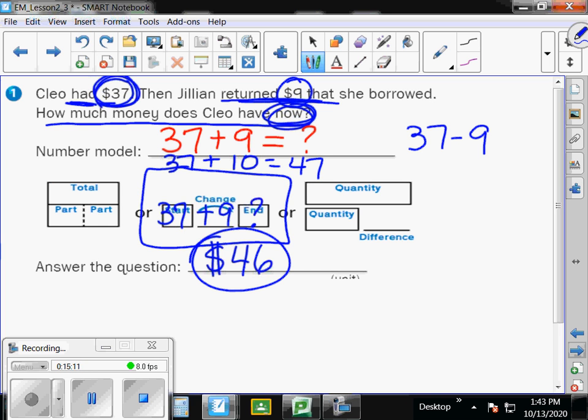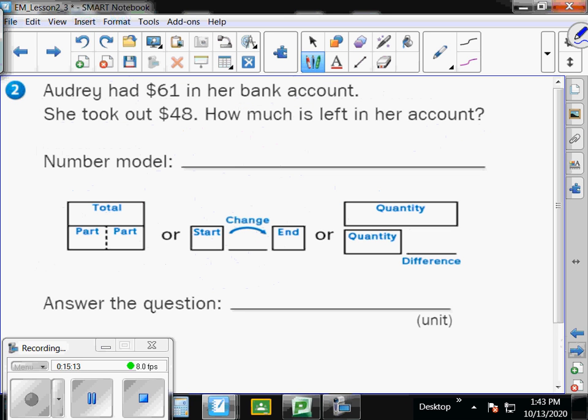All right, let's look at number 2. Number 2 says Audrey had $61 in her bank account. She took out $48. How much money is left in her account? Again, money. Start, change, end, right? Audrey had $61. So that's what she started with. Now, what happened to her money? Well, it says she took out 48.